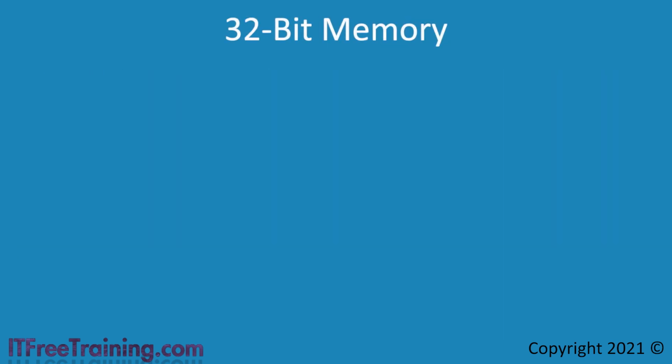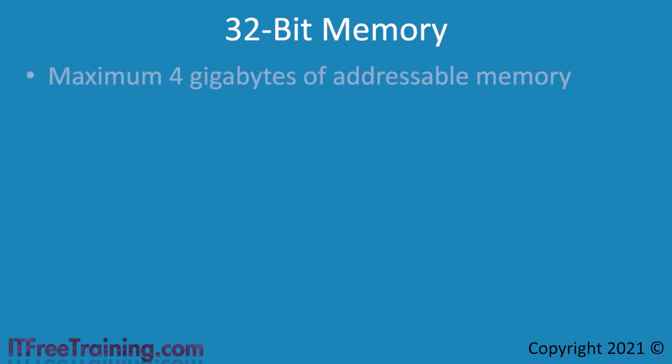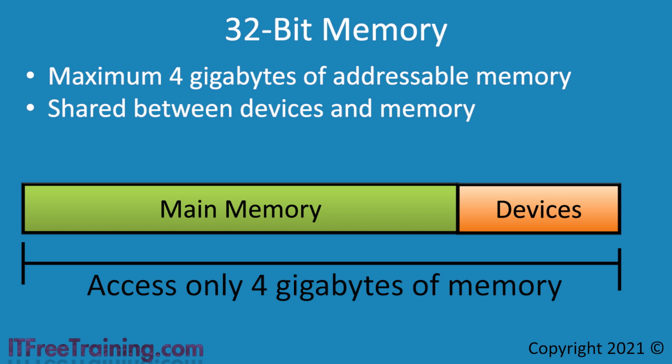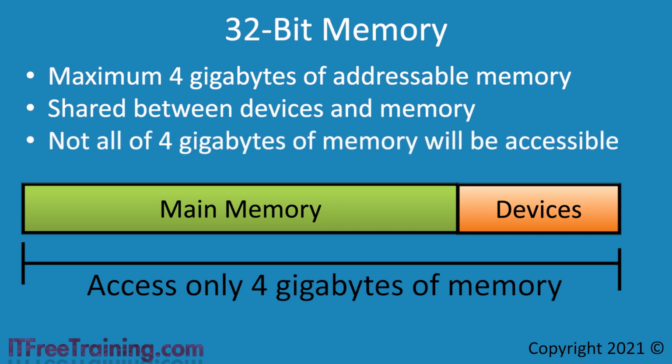The biggest problem you may come across is with 32-bit systems, as these systems are limited to 4 GB of addressable memory. The addressable memory is shared between devices in memory. If you are using up to about 3 GB of memory, this should not present any problems. However, if you have 4 GB installed, not all the memory will be accessible. This is because the memory of the devices will need to be mapped to some of the addressable memory.